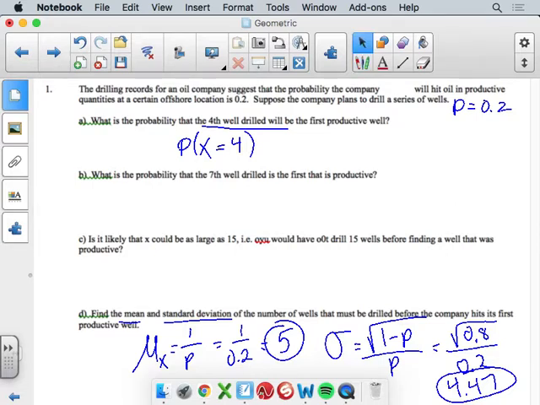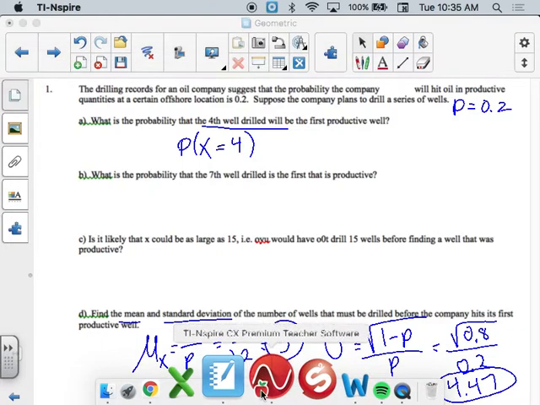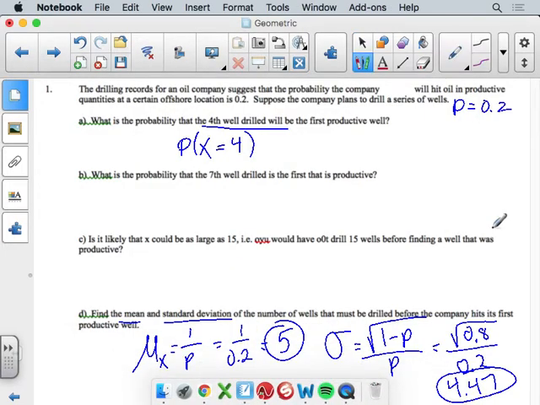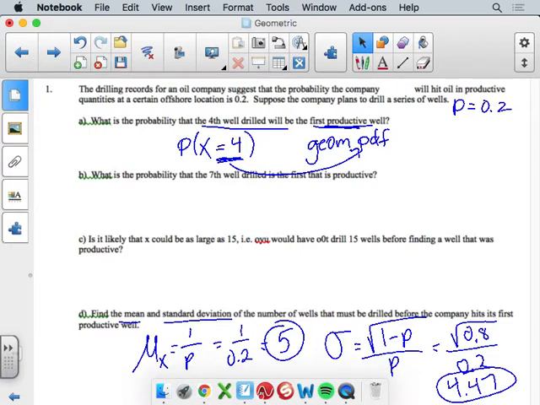So let me pull up the Inspire. Since we're looking for the first productive well, there's no fixed number of trials. The first successive one is the 4th one. So because of that, it's a geometric distribution. There's no fixed number. It's not like 4 out of 10 or whatever. And it is equal to 4, not greater than or less than. So it's equal to, which means it would be a geometric PDF.